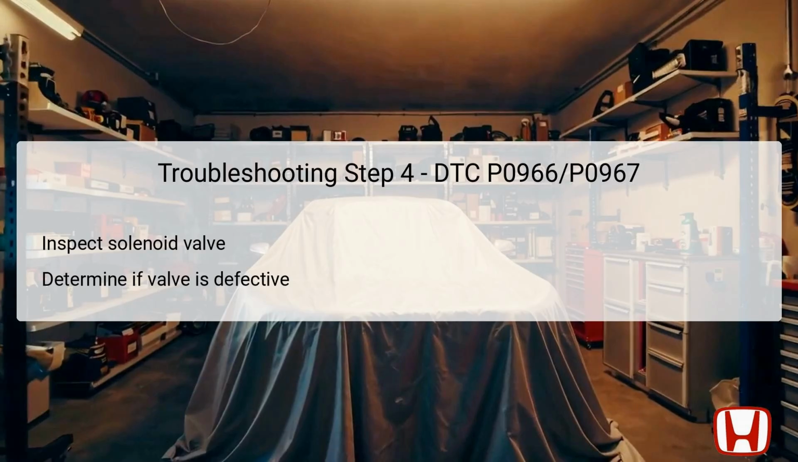The final step in troubleshooting DTC P0966 and P0967 focuses on inspecting the CVT-driven pulley pressure control solenoid valve itself. If previous tests indicate that the TCM is operational, yet the DTCs persist, it is likely that the solenoid valve is the source of the problem.